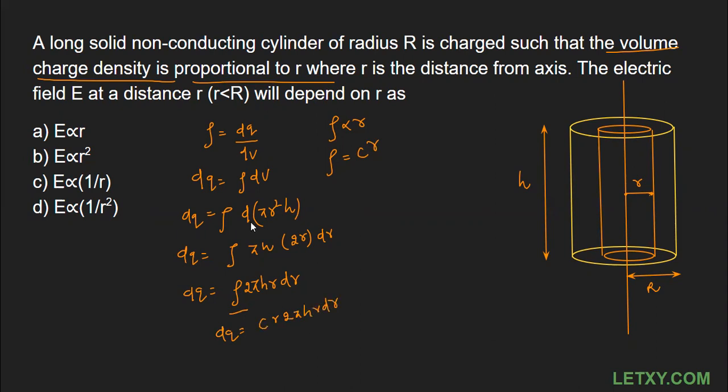Now let's consolidate all of them. So dq is coming out to be 2 pi C h r square dr. So this is a small amount of charge. In order to find the total amount of charge, we have to integrate both sides, so that we would be able to find the total amount of charge which is kept inside this Gaussian surface.